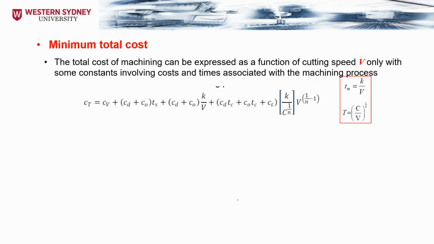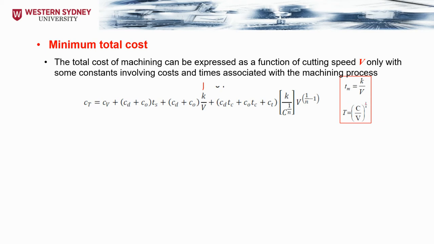Now the minimum total cost is always what we're looking for. So if I read down the equation once again, the total cost of the machining can be expressed as a function of the cutting speed only, with some constants involving the cost and the times associated with the machining processes. So once again, we can rewrite this equation including the value for the Tm as the K over V. So you can see that we replace the Tm by the K over V in multiple locations.